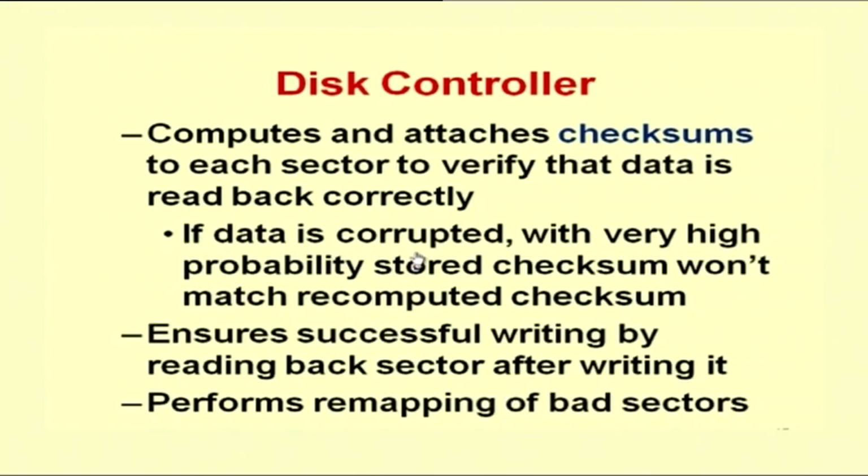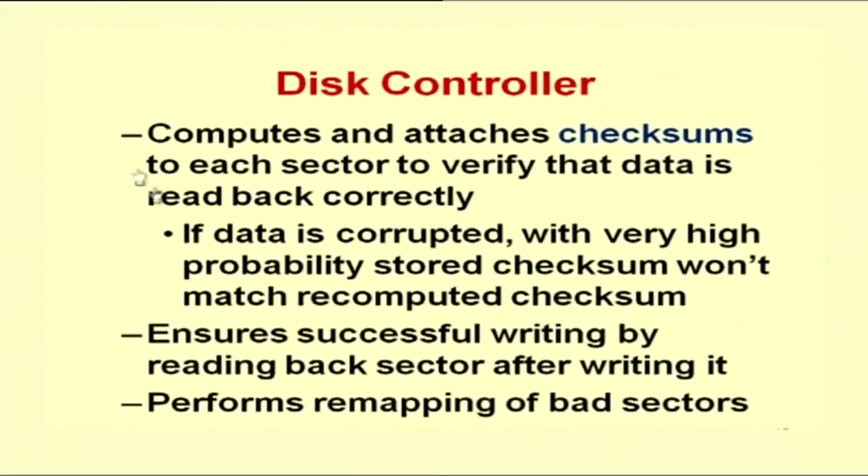If data is corrupted, with very high probability the stored checksum would not match the recomputed checksum, that is a high probability, sometimes it can. So, it ensures successful writing by reading back the sector after writing it. So, it will write and then read it back and check the checksum. And it also does some remapping of bad sectors. This you would have seen, it will reorganize the bad sectors.